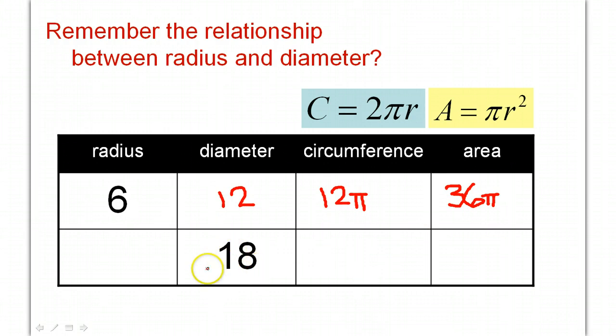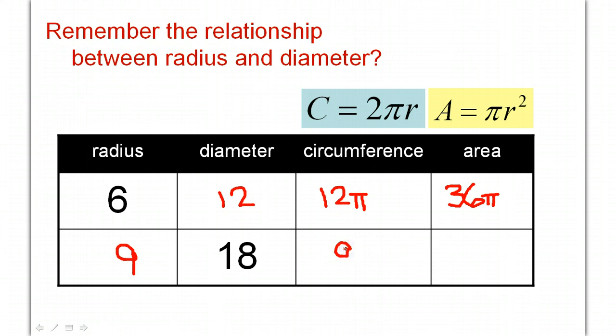Kelvin. The diameter is 18. What's the radius going to be? Radius is going to be 9. Okay? Maritza. The radius is 9. Can you tell me what the circumference is going to be? It's going to be 9 pi.